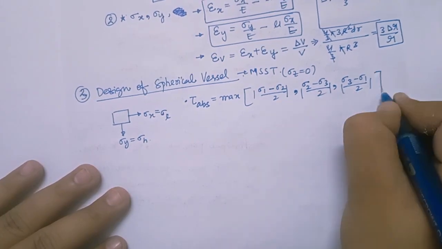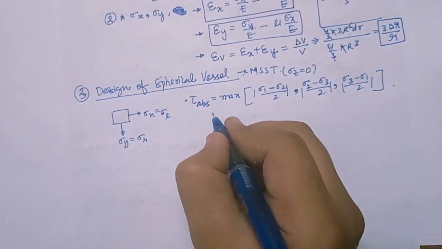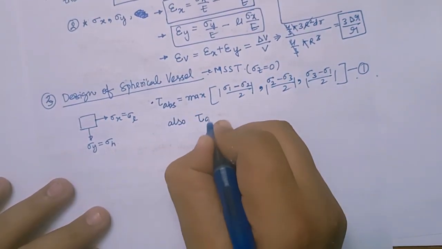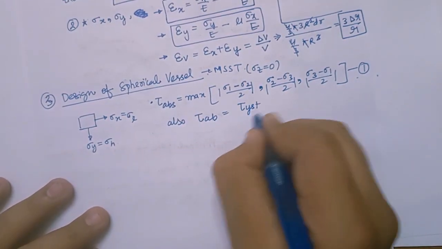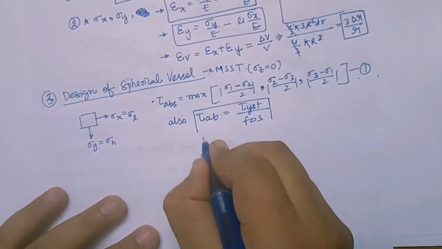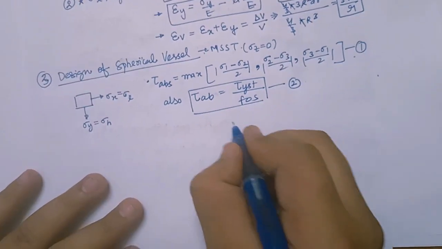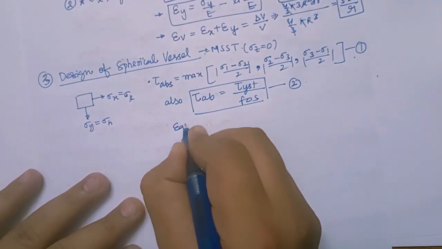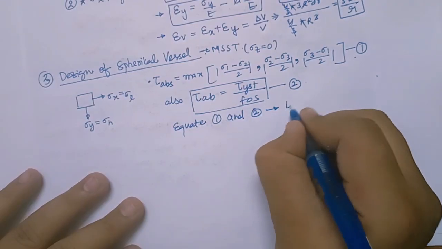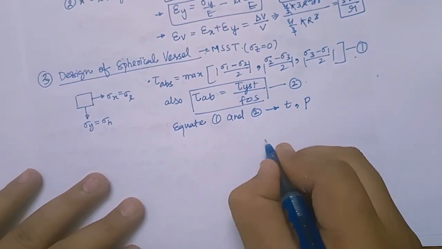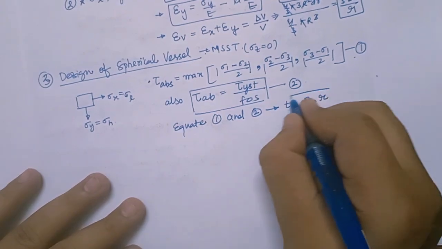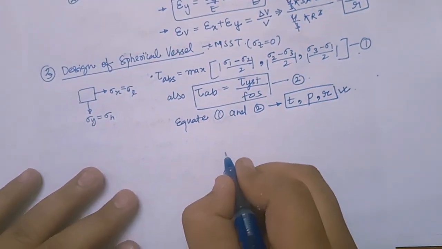Just take the mod, and after calculating, this is equation 1. And also tau absolute is tau yield stress per unit FOS, factor of safety. So you can equate 1 and 2. Equate 1 and 2, you can find the thickness, the pressure, and the radius of the sphere. That's all, right?